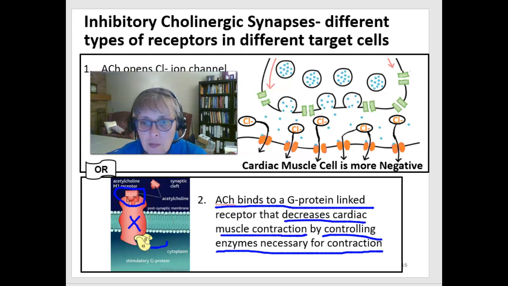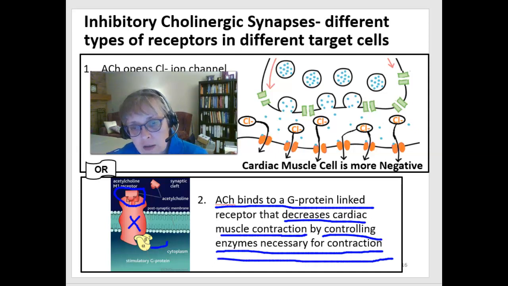So I'm going to say that one more time. Acetylcholine could bind to a G protein linked receptor. This receptor, when it's bound to the neurotransmitter, acts to decrease cardiac muscle contraction because it can control the enzymes that are necessary for it. I really am more interested in you knowing that a neurotransmitter can be inhibitory when it opens the channel.